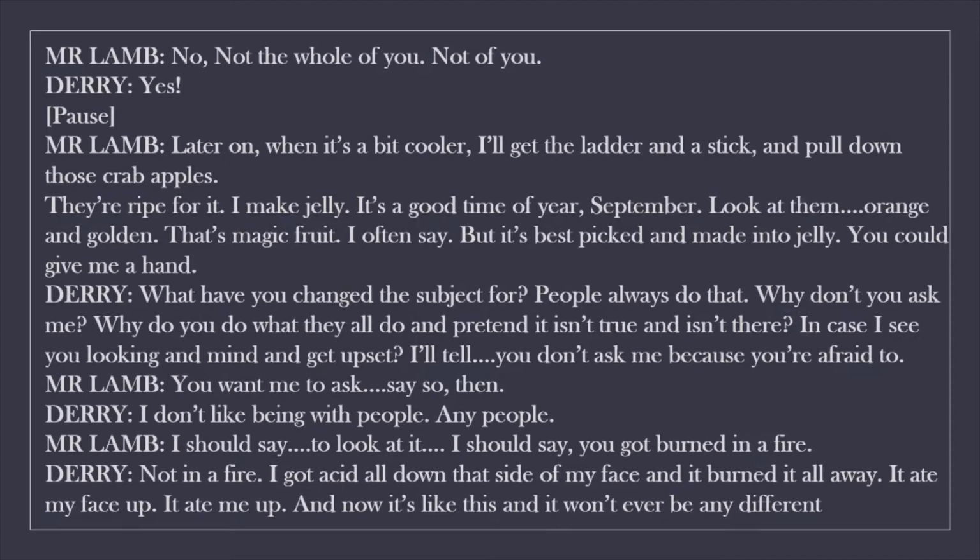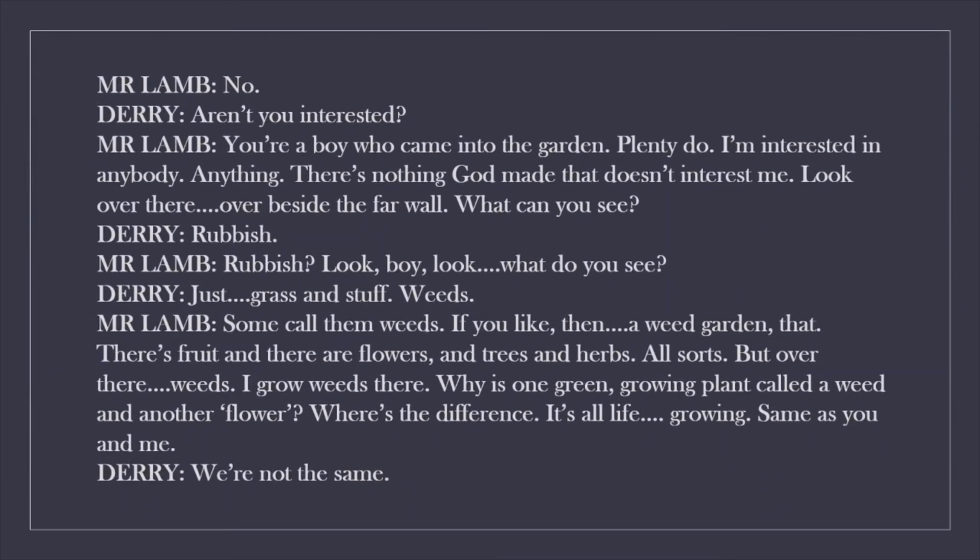Derry got annoyed and said that he didn't like the company of people. Mr. Lamb guessed that maybe his face got burnt in some fire. Derry told him that it was due to acid that had burnt half of his face, and he was so grieved and so sad that he kept on repeating that acid ate his face and that it would never get cured and he would never look different.